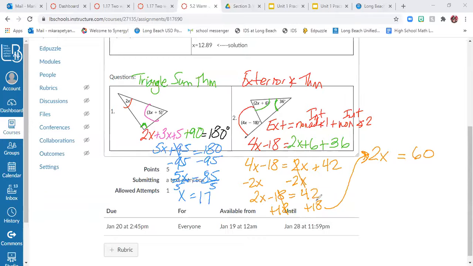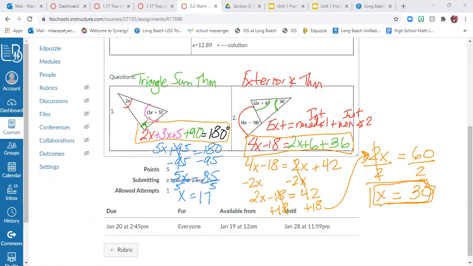Am I doing this wrong? 36 plus 6 is 42, plus 18. Yeah, it's 60. And then I'm going to divide by 2 on both sides, and I will get x is equal to 30. So in your warm-up answer, I'm looking for this, and I'm looking for this. And from this one, I am looking for this and your final answer here.